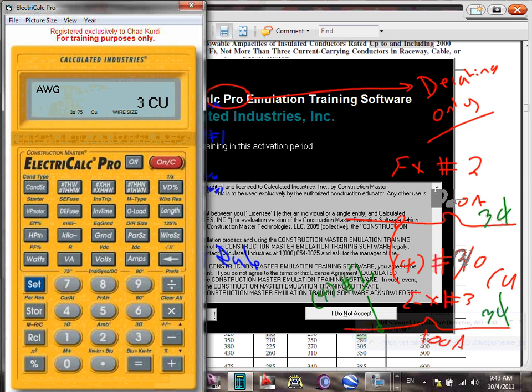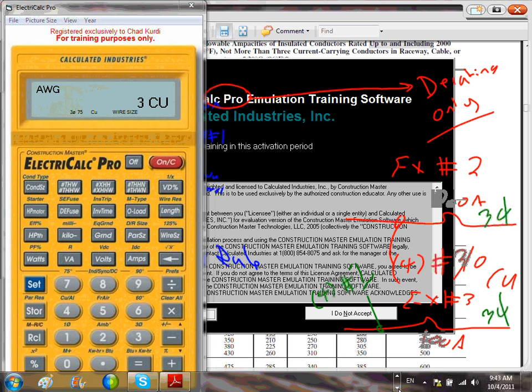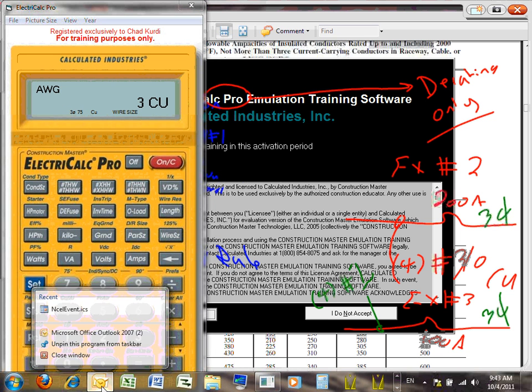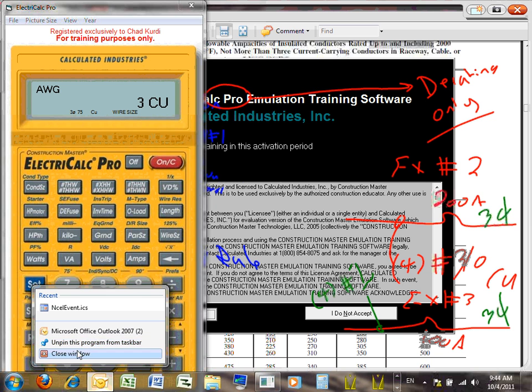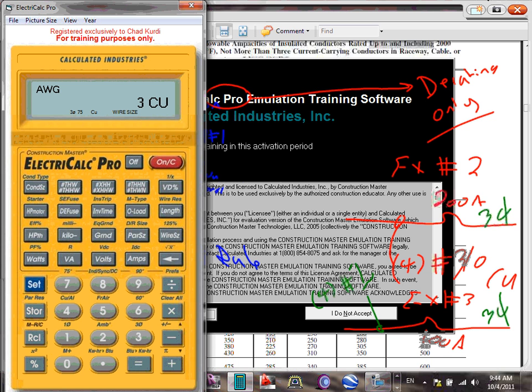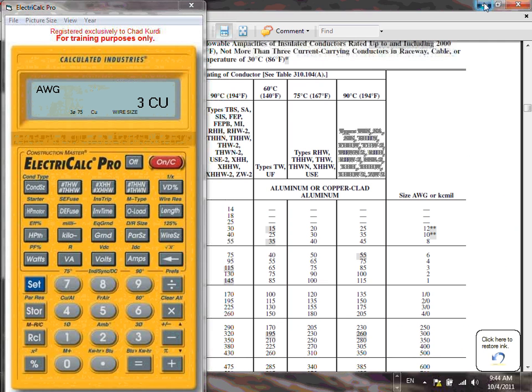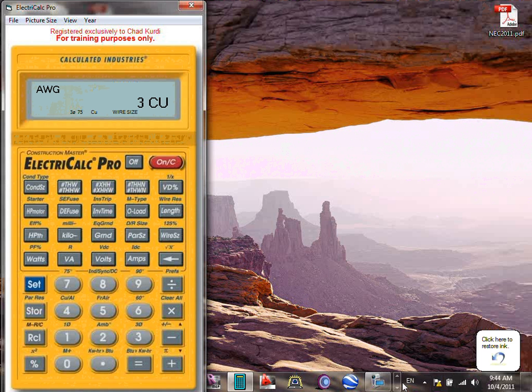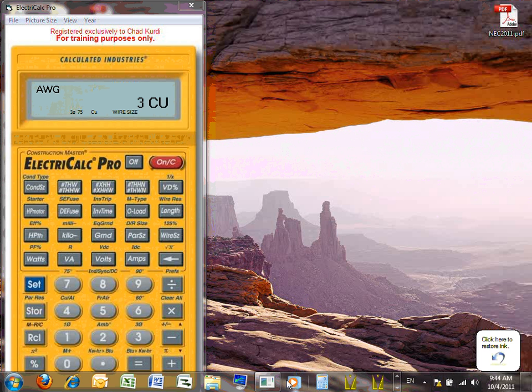Okay, so that's the slick. I'm not sure if it can do the residential table though. Let me go close my email. Close window. Okay. So this is just how to size it. I want to close this one here and take a couple more examples as we go.